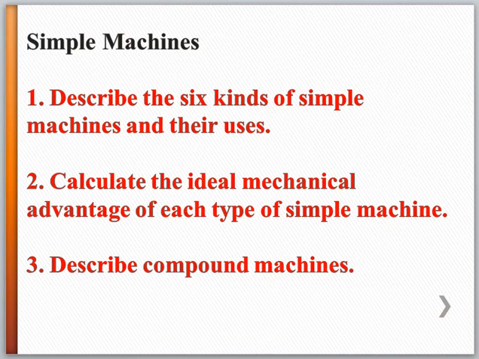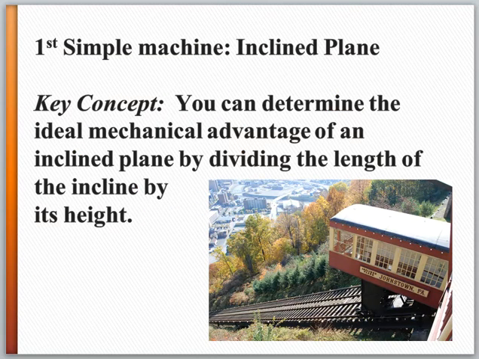So we're just going to jump right in and look at the 6 basic types of simple machines today. So what are the simple machines? Well, there's 6 kinds of simple machines. We're not going to do this today, but we can calculate ideal mechanical advantage for those machines, and then we'll look at compound machines. So I'll be giving you some of that a little bit later. So today, let's just look at the 6 different types of simple machines.